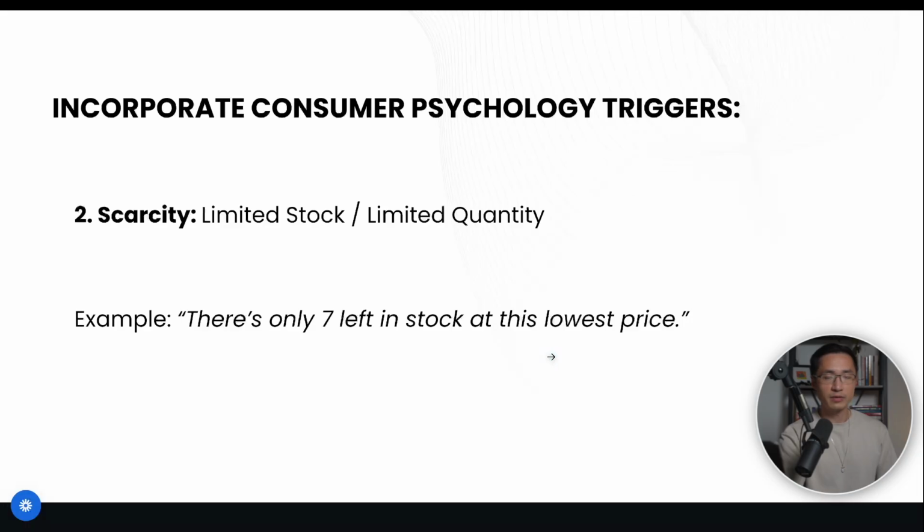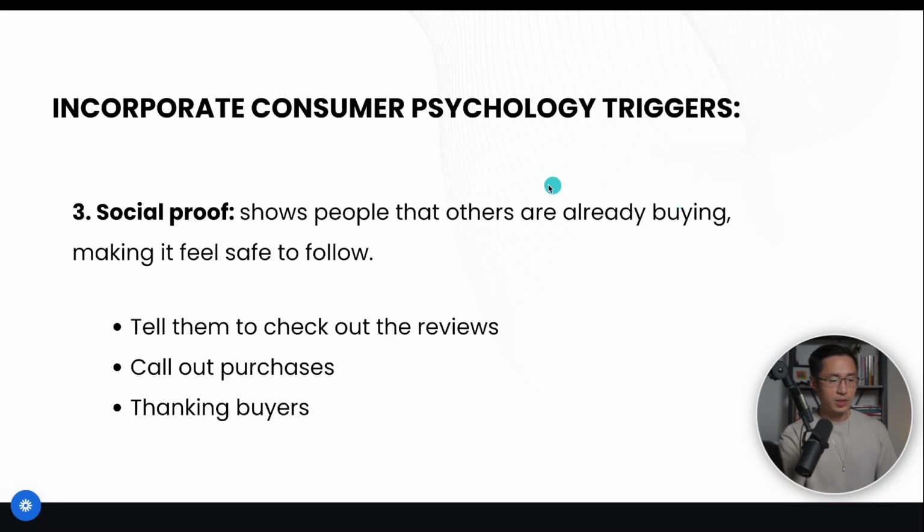So you want to grab them before it's gone. And the last one is social proof. This shows people that others are already buying, making it safe to follow. So for this, you can tell the viewers to check out the reviews of the product. You can call out purchases as they come in, and then you can also thank the buyers. So these are all different examples of providing social proof.